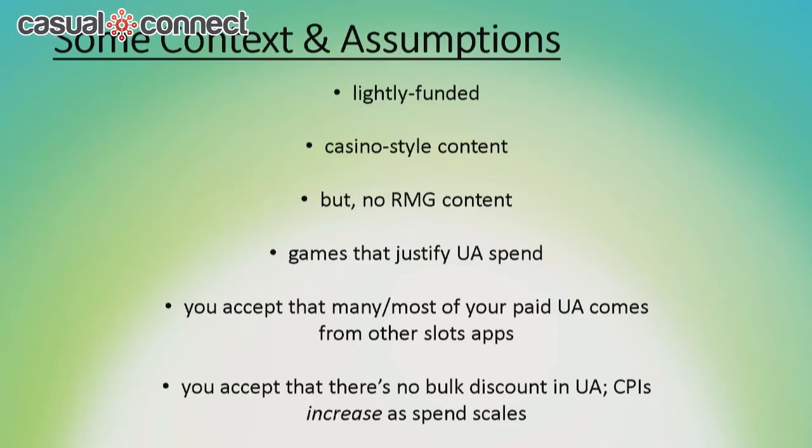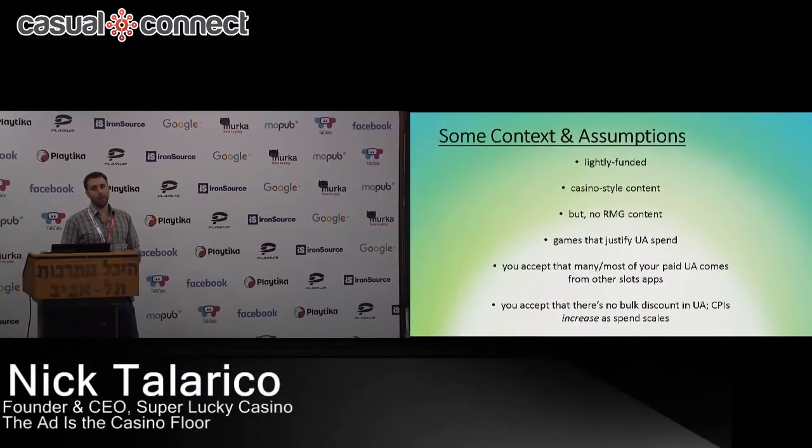This is also assuming that you're going for casino-style content. So not necessarily a casino casual hybrid, which we're starting to see a lot more of. Not necessarily a casino RPG hybrid, kind of like Scatter Slots. That would certainly be less affected by these strategies. But no real money gaming content. That's a huge leg up if you have Aristocrat or IGT content in your games. We don't. Also assuming that you have games that justify UA spend.